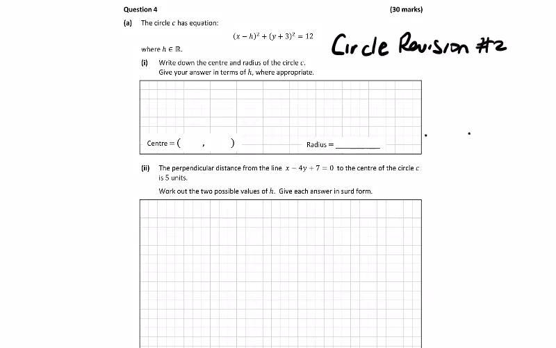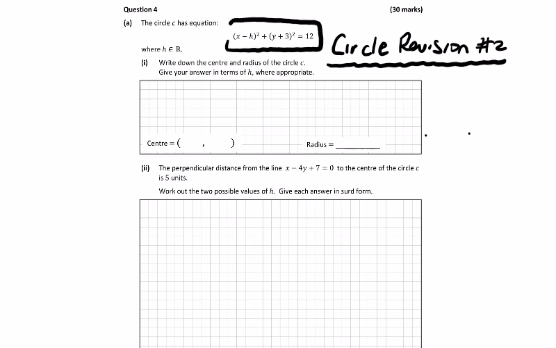In this video, we're going to look at some circle revision questions again. You've probably looked at the first video already. When the circle equation is given in this format, for the center we just have to change the signs inside the brackets, and r squared is equal to the right hand side. So the center here is h, minus 3, and the radius is the square root of 12. You could change the square root of 12 into 2 root 3 if you so wish.